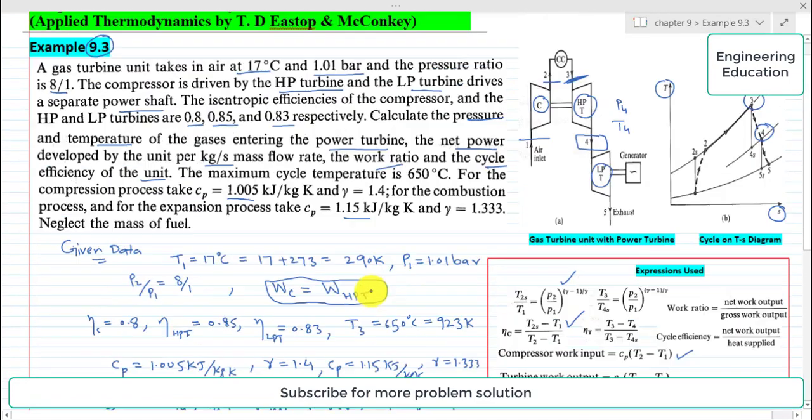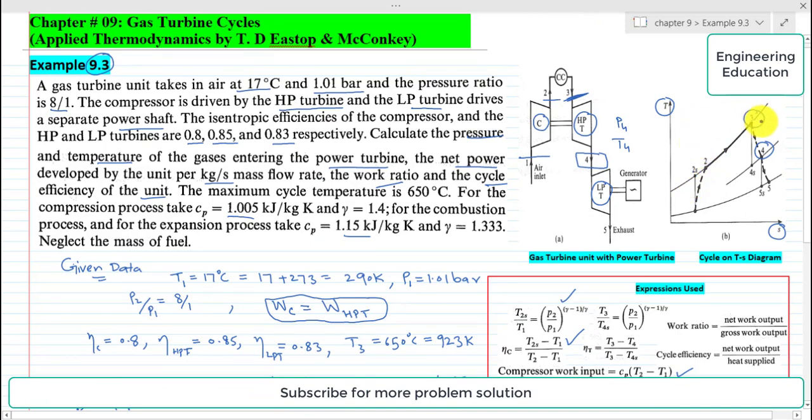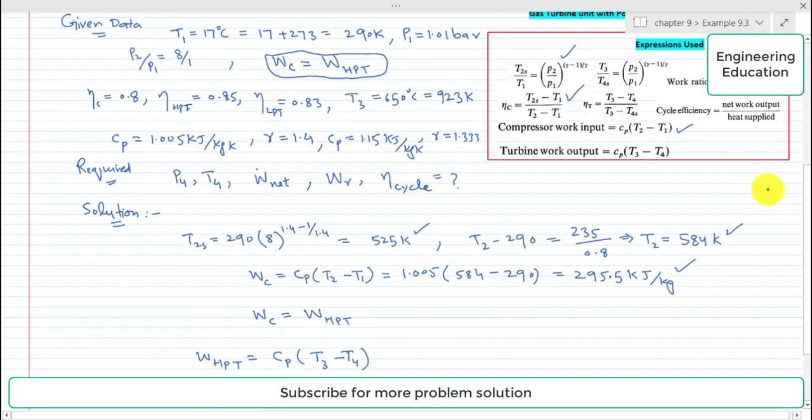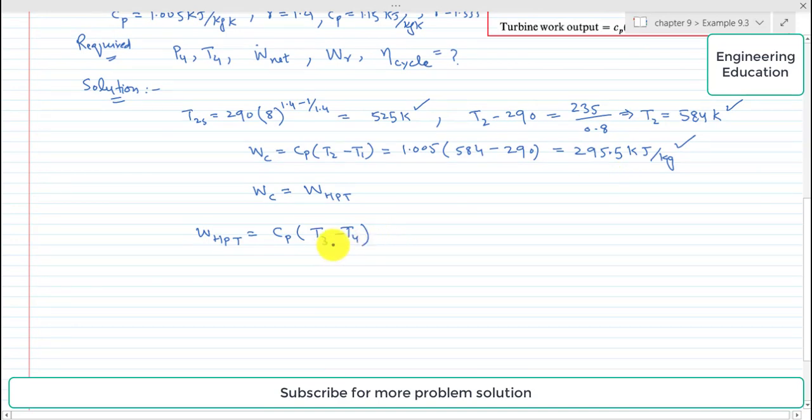If we look to the TS diagram, this is the work developed by the high pressure turbine, T3 minus T4. In terms of temperatures, we can calculate the work of the high pressure turbine and we will use the values of T3 and T4. Similarly, for low pressure turbine, we will use the temperatures T4 and T5. So now coming to high pressure turbine work, in this expression we have WHPT, work of the high pressure turbine, and it is equal to 295.5 kilojoule per kilogram.